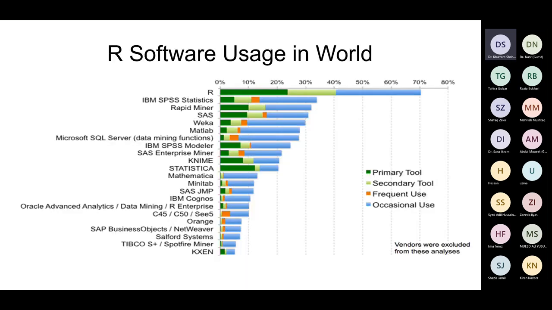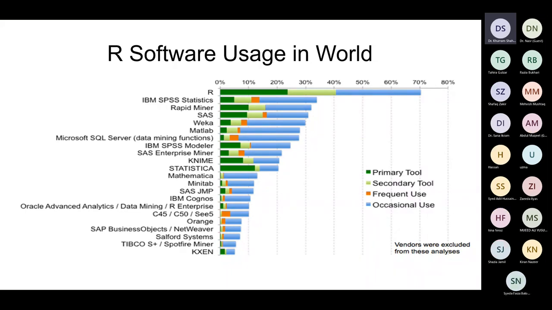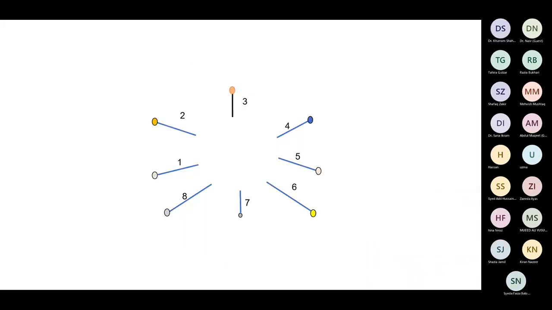Among 21 software packages in the world currently used as a primary tool, secondary tool, or frequently, R is in the top position, and R is the future of data analysis. If you know R, you can deal with your data more easily, understand your data, and present your data in the most effective ways.